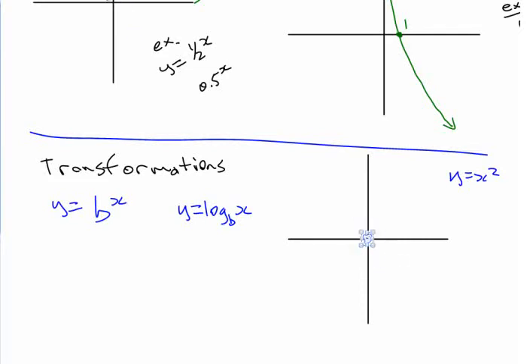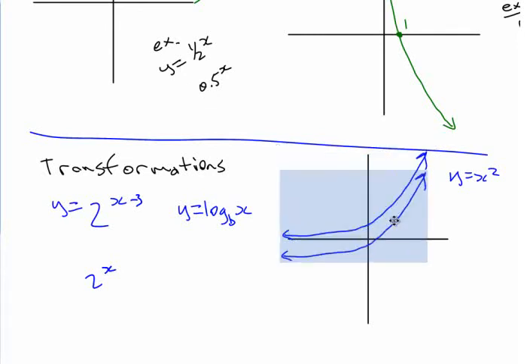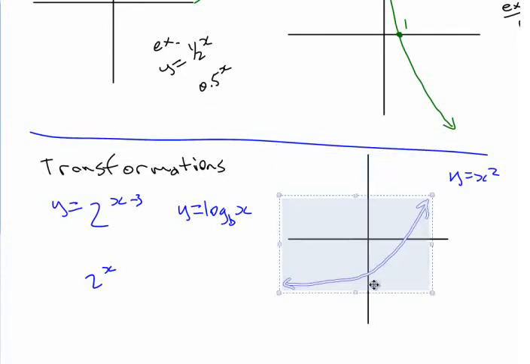But the good thing is that the concept of the transformations works exactly the same way. If somebody asks you to graph 2 to the x minus 3, with the minus 3 up here in the exponent, as long as you can graph 2 to the x, you can graph 2 to the x minus 3. If you know that 2 to the x is going to look like this, and you can get a few points on the graph, then you can get the graph by taking this and moving it down 3.